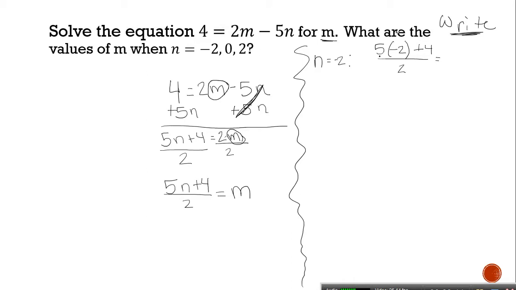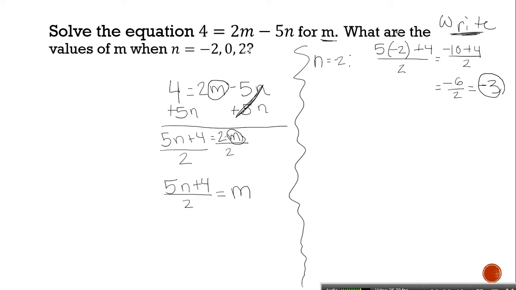So now I got to do some math. So I got 5 times -2, and that's going to give me a -10. I'm going to add 4, and still divide by 2. Can't forget about him. Now, -10 plus 4, if you need to use a calculator, that's fine. We notice that's -6. So I got to divide by 2. Now, -6 divided by 2 gives me 3. And a negative divided by a positive is going to give me that -3. So m equals -3 when n is -2.